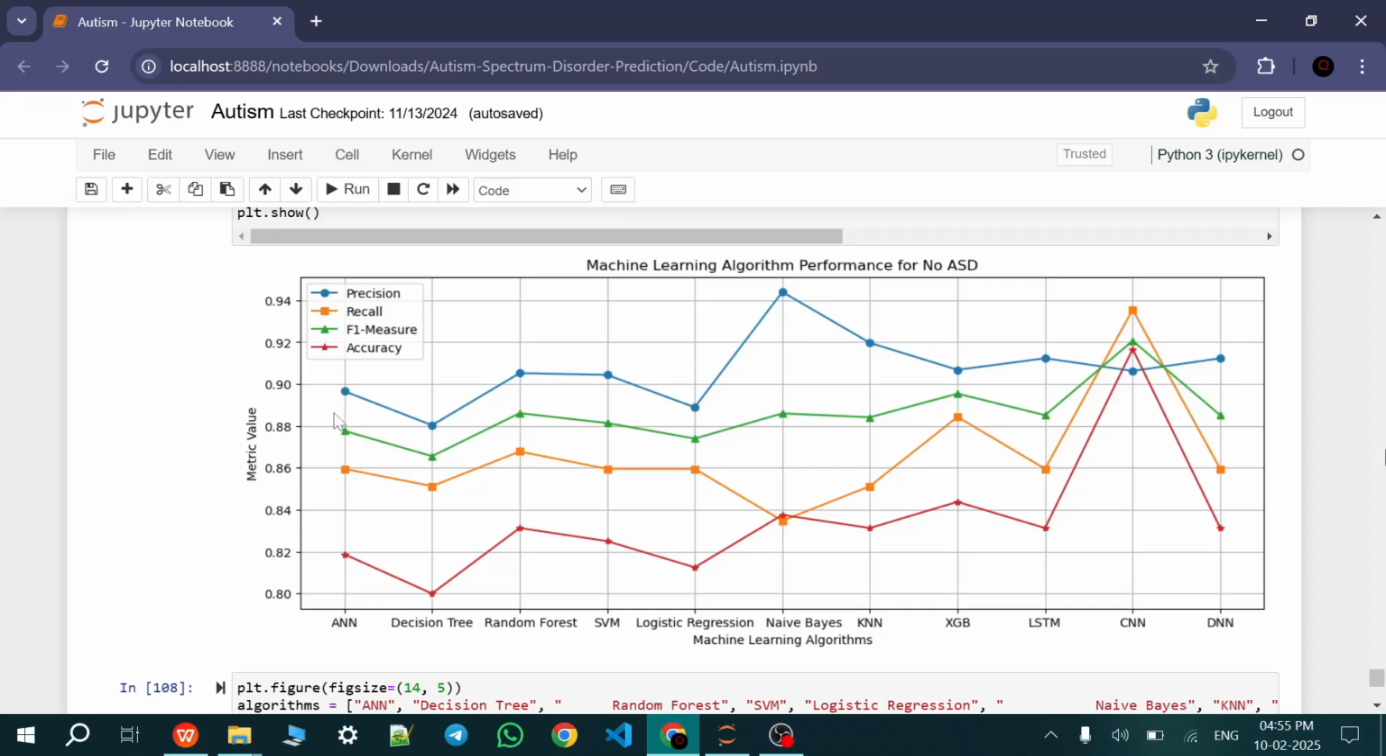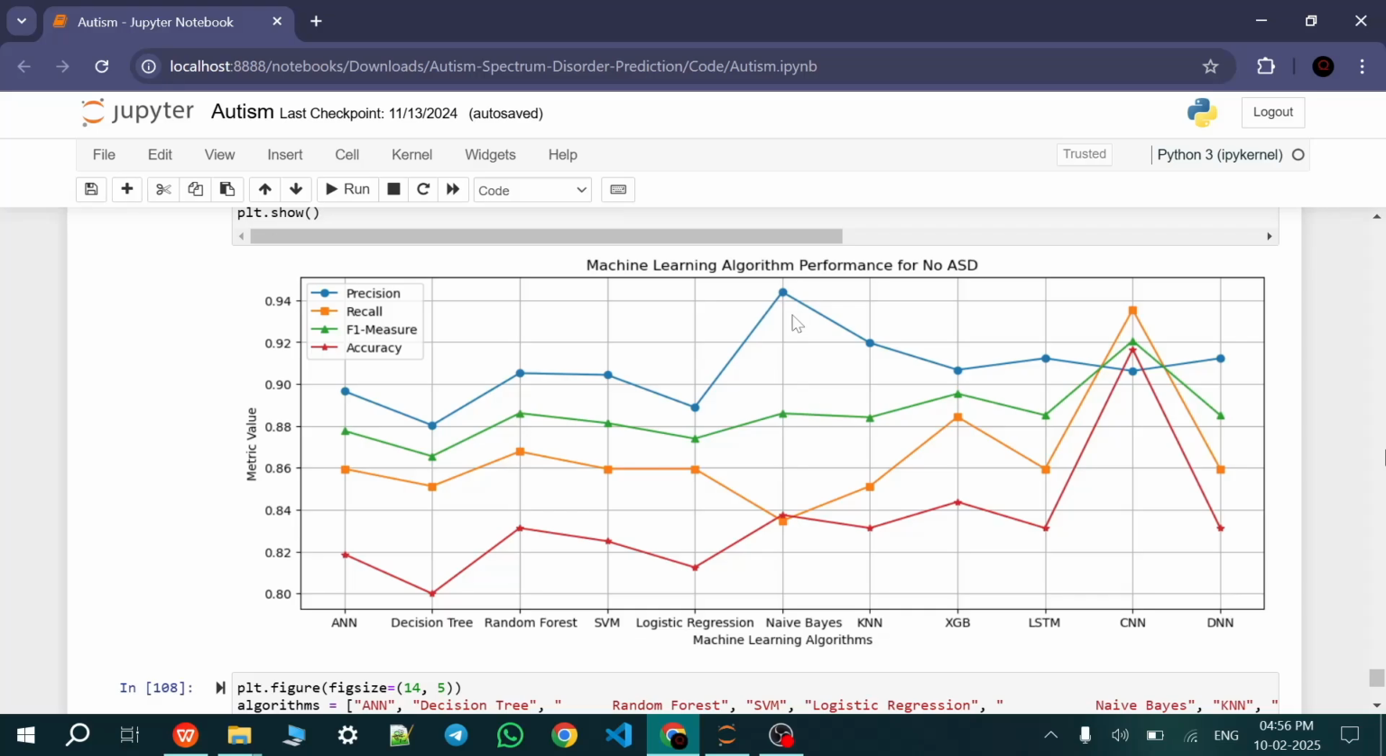You can see, if I read the chart for ANN, these red lines define the accuracy. So I can see for ANN, the accuracy for non-ASD person is likely 0.82. For decision tree, it is likely 0.80. And the higher the number, the better. Like for CNN, it is nearly about 0.92. Or for naive Bayes, it is likely 0.84.